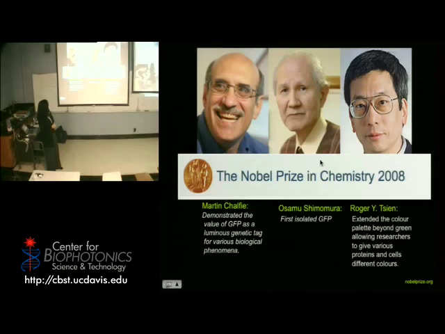The second guy is Martin Chalfie, the one that first introduced the green fluorescent protein into C. elegans and was able to track a phenomenon. And then Roger Tsien is the one that has modified all this green fluorescent protein and produced all kinds of colors of fluorescent proteins that are now being used in different applications.